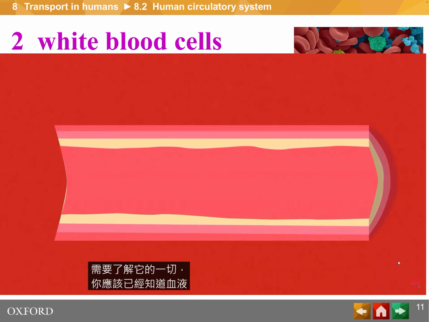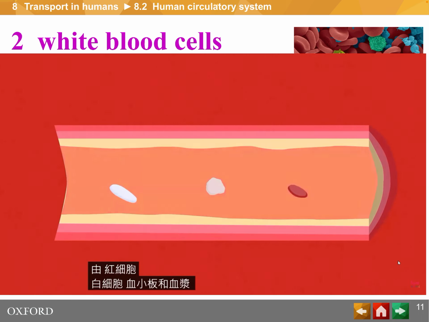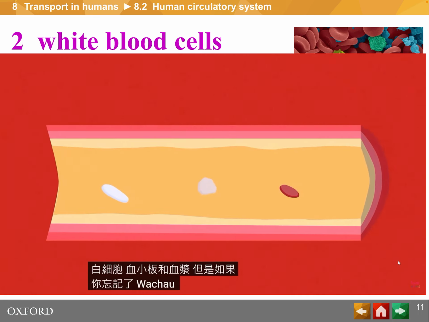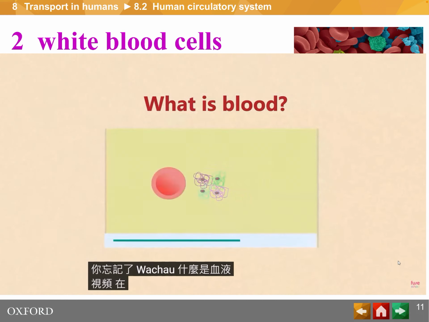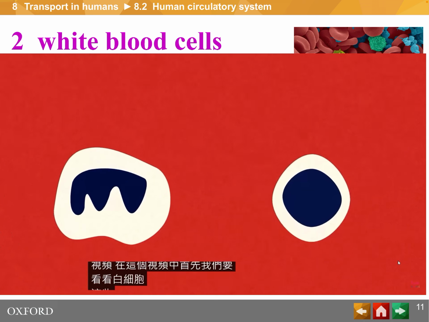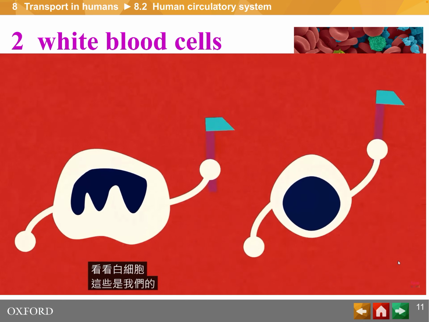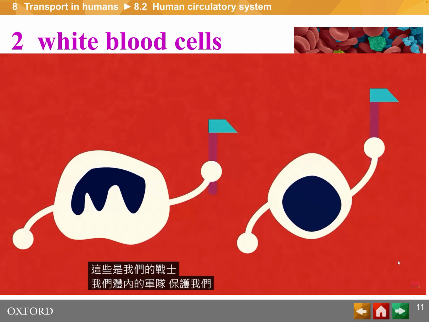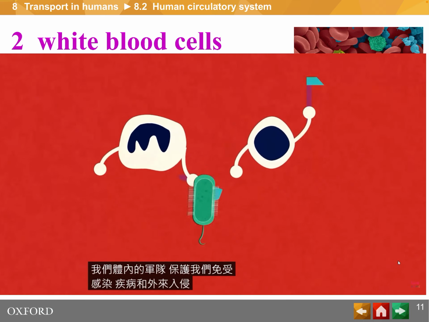You should already know that blood consists of red blood cells, white blood cells, platelets, and plasma. But if you have forgotten, watch our What is Blood video first. In this video, we're going to look at white blood cells in particular. These are our warriors, the army inside our body that protects us from infectious diseases and foreign invaders.